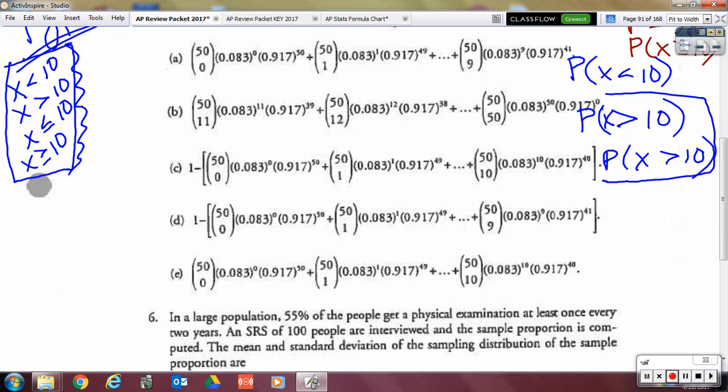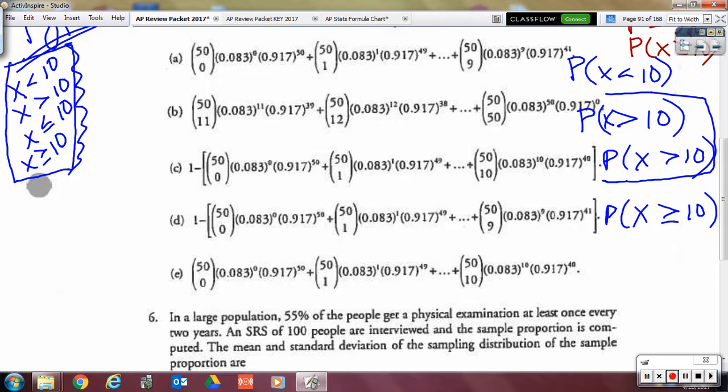Okay, D shows 1 minus the bottom 9. Taking off the bottom 9 means I will be finding the probability that x is what? 10 and up. And 10 and more is at least 10.